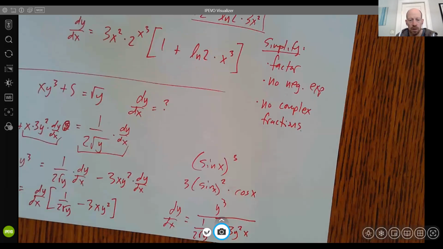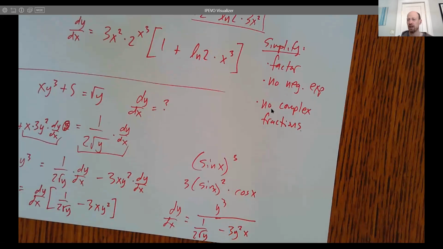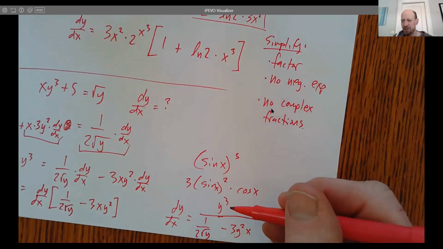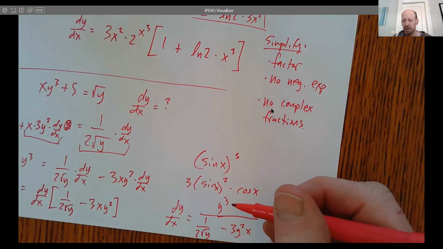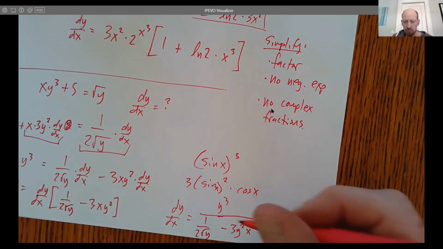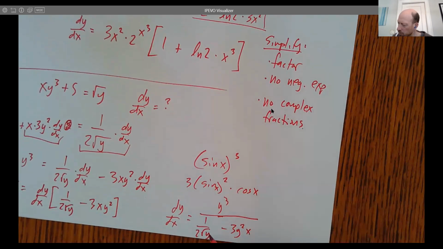Sorry. Now, I will say when you're doing these implicit functions, I am not worried about simplifying the answer. I want you to solve for dy dx, but we don't need to worry about simplifying here. This is a complex fraction, so that would be a form I wouldn't like in general, but I wouldn't mark you off on this problem. If you did need to get rid of that 2 square roots of y on the bottom, you could multiply both top and bottom by 2 square roots of y.